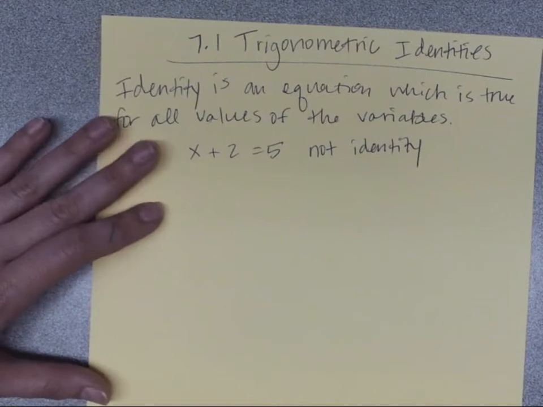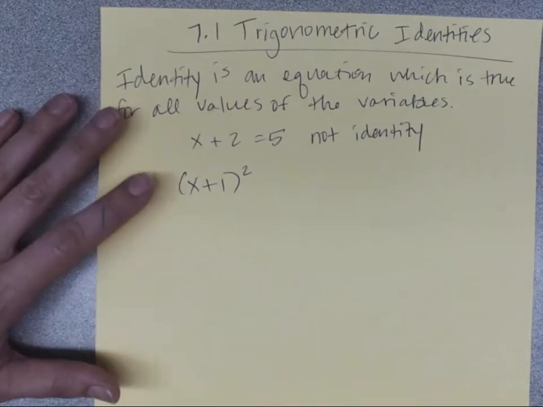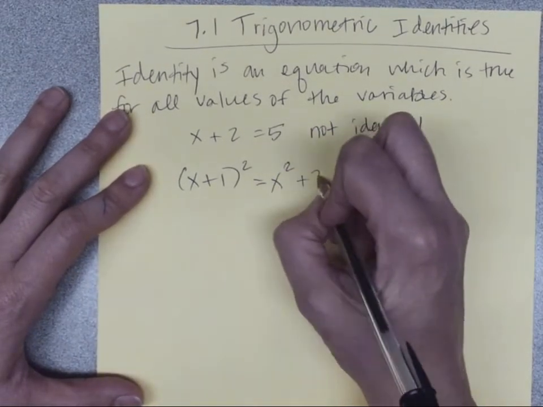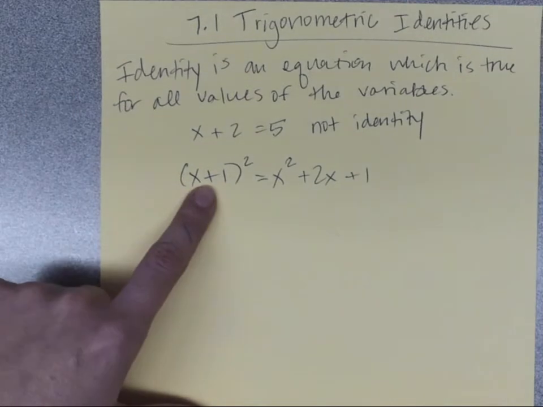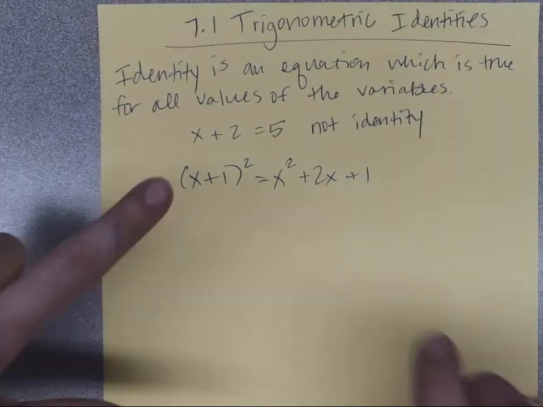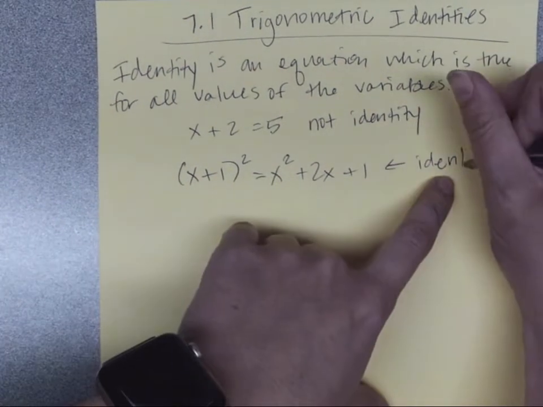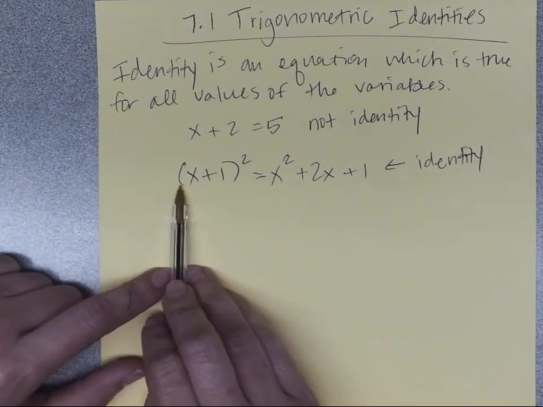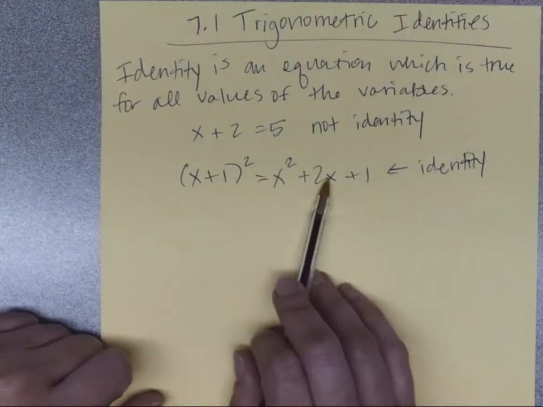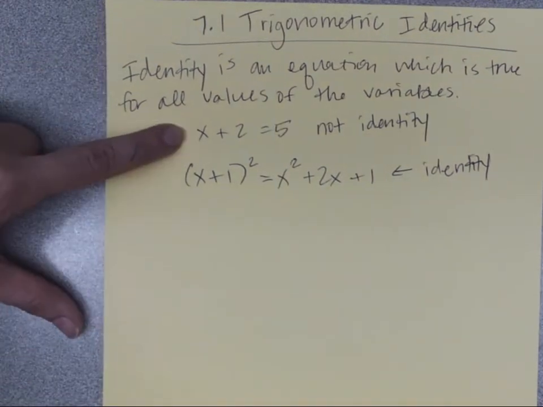The example of an identity would be something like x plus 1 squared. Well, if you write that twice and multiply it out, you get x squared plus 2x plus 1. If you multiply this by itself, x plus 1 times x plus 1, you get x squared plus 2x plus 1. So this is an identity, because if you plugged in 1 for x on this side and 1 for x on this side, you get the same number. If you plug in 7 for x on this side and 7 for x on this side, you get the same number. Okay, so that's an identity. This is just an equation.